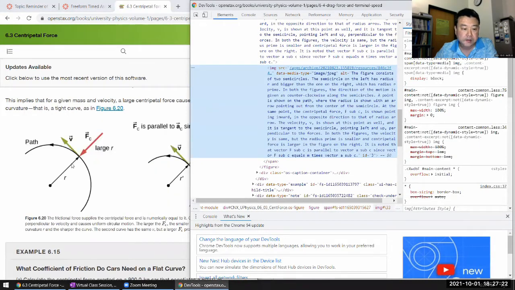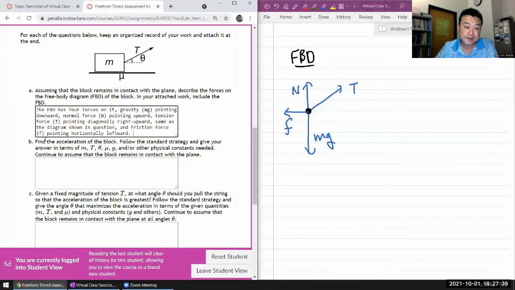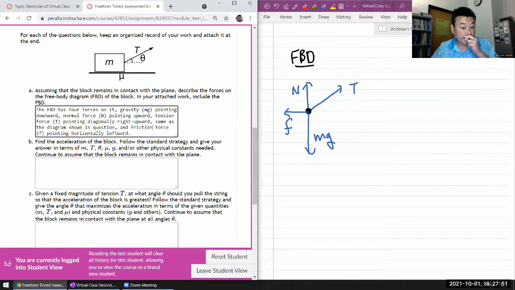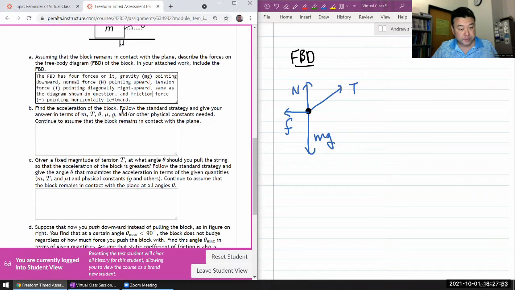In an alt text for an image like this, there's a lengthy description so that if someone were to listen to it or read the description instead of the figure, they get the gist of what is in the figure. And it's the same idea here. Imagine someone who can't see this figure: how would you describe it to them so that they have a correct mental image? That's what this question is asking. Okay, it says find the acceleration of the block, follow the standard strategy, and give your answer.